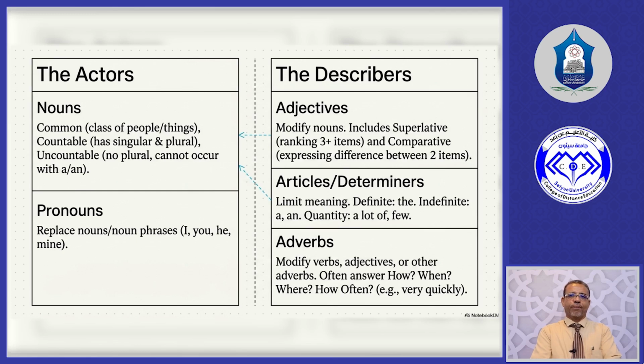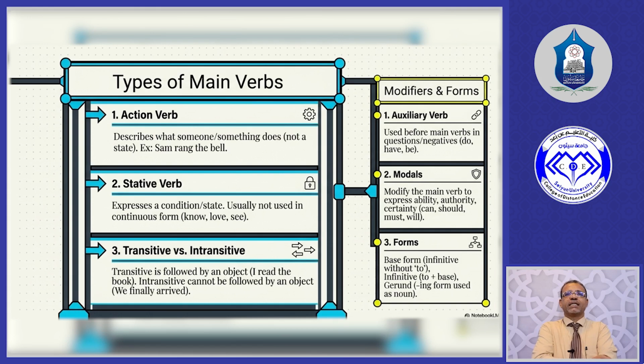Example, very quickly. The main verbs also could be action verbs, which describe what someone or something does, not a state. Sam rang the bell. Ali plays football. My mom cooks meals, and so on.